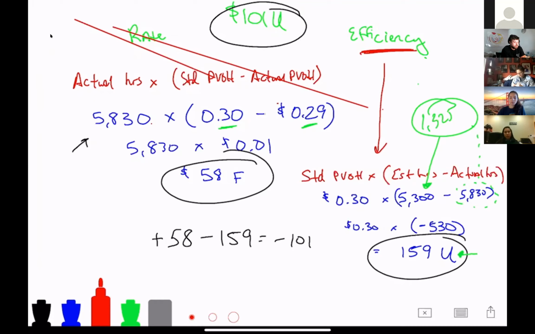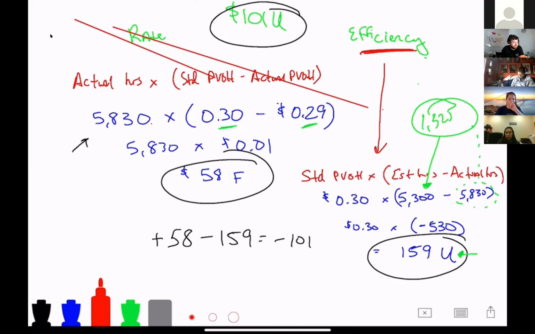Questions? So I know we used the negative 530, the answer I got from the calculator was negative 159, but in this case, we just leave it as positive. Well, that negative 159 tells you it's not good. It's unfavorable. Okay. Would we have to input it into the budget in a negative way? Not for this class.